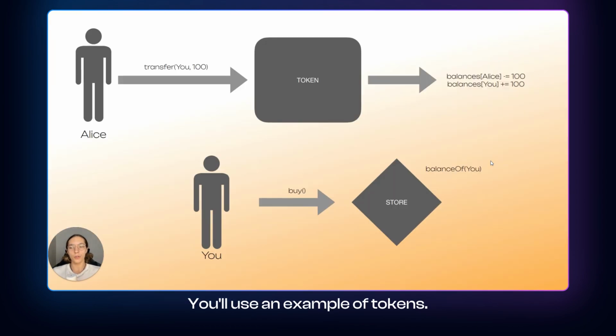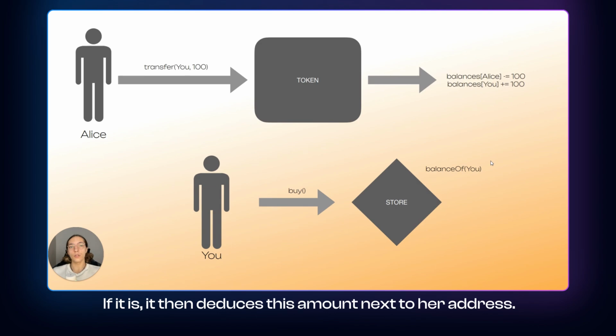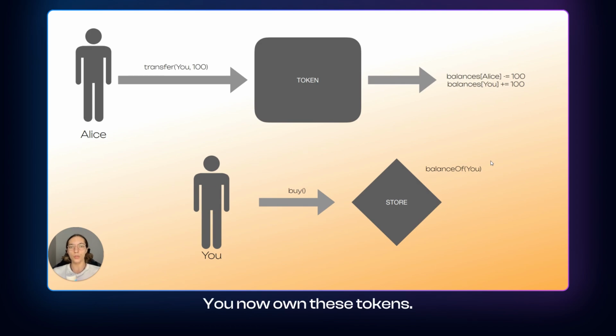We'll use an example of tokens. So if Alice has 1,000 of, say, token A, and she wants to transfer 100 to you, what she does is she calls the smart contract of token A with the call of function transfer with an argument of your address and amount of tokens, 100. The smart contract then checks whether the amount next to Alice's address in the line of mapping is more or equal to 100. If it is, it then deducts this amount next to her address and increments it next to yours. And that is it. You now own these tokens.